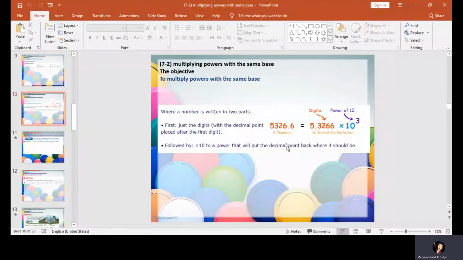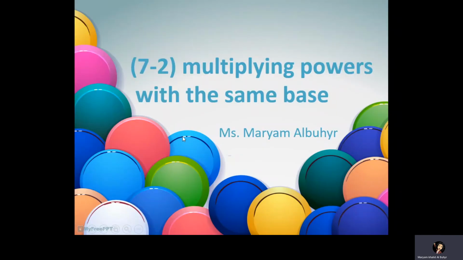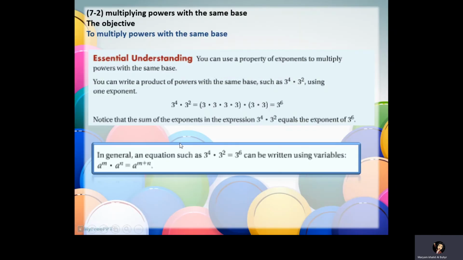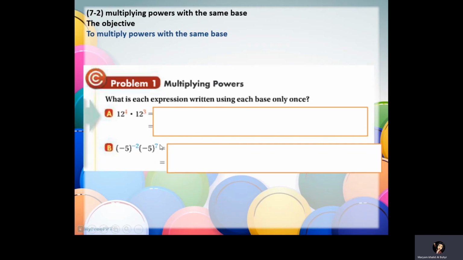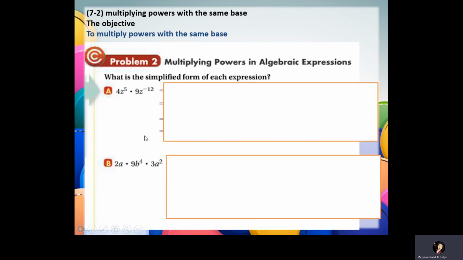So we discussed in this lesson multiplying powers with the same base. And I gave you the first problem, which is if you have the same base, just add the powers. I did it with you using basic numbers. Then we started with some expressions.